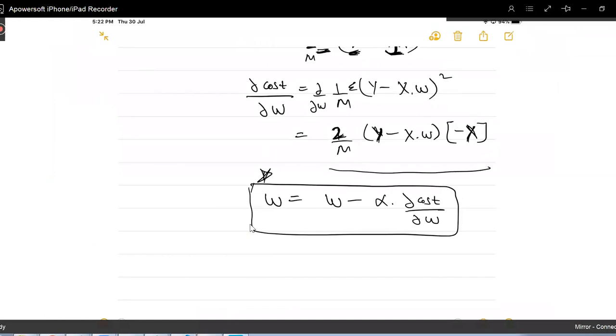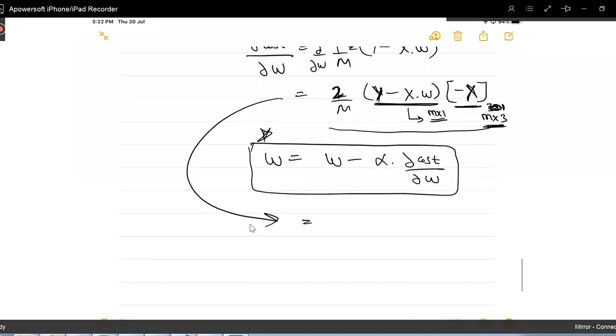Now what will happen is that the dimension of this will be m into 1, and the dimension of this is m into 3. So I will not write this at the end, I will write this in the starting. So 2 by m, x transpose, y minus x into w. Sorry, what will be the dimension of x transpose? It will be 3 into m, and the dimension of this will be m into 1.